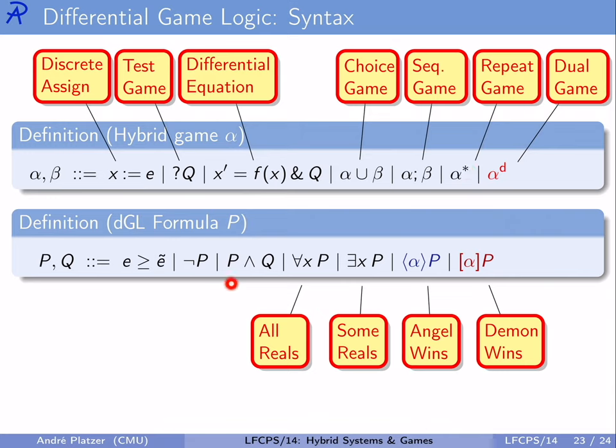Differential game logic formulas have real arithmetic, quantifiers of all or one real number. And new parts are the modalities which we now read differently, where for a hybrid game alpha, recursively built out of this form, and a differential game logic formula P, recursively built out of this form. Alpha diamond P expresses that Angel does have a winning strategy in the hybrid game alpha to make it to a state where P is satisfied. Whereas alpha box P expresses that Demon has a winning strategy in the hybrid game alpha to make it to a state where P holds true.